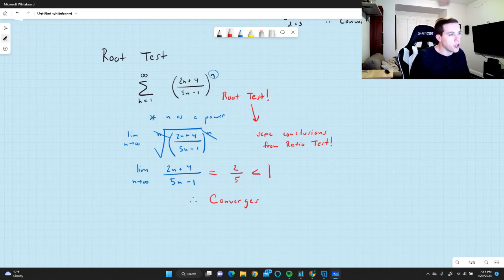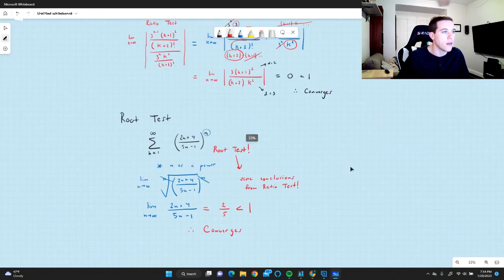But that's why if you get a ratio bigger than 1, because the limit inside was bigger than 1, it would diverge. So the root test is essentially just used when you see n as a power. You take away the power, you do the limit of n approaches infinity, and you get your answer, and you use the ratio test conclusions. If it's less than 1, it converges. If it's greater than 1, it diverges. If it equals 1, it's inconclusive. We have to do a different test of some type.